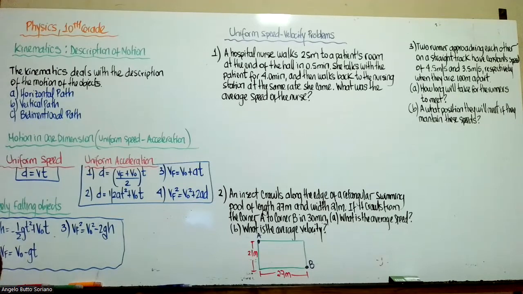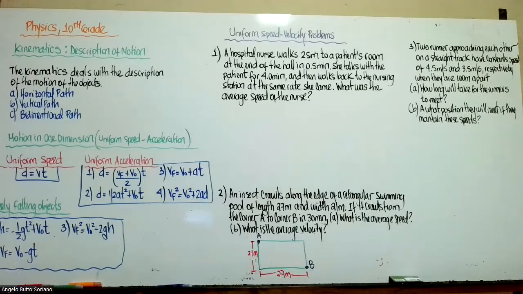In the description of motion, we have three kinds. The first one is motion on a horizontal path. The second one is a vertical path, and the third one is a bidimensional path. Another way of saying it is parabolic movement or the path of projectiles, as a matter of speaking. In that movement, we're going to have horizontal and vertical paths at the same time.